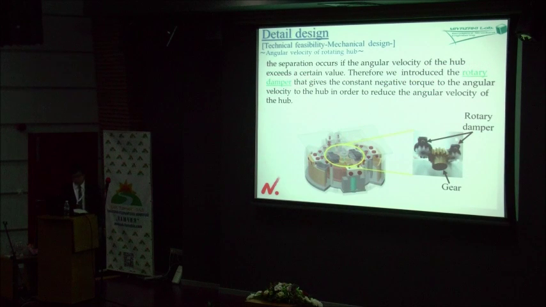The separation occurs if the angular velocity of the hub exceeds a certain value. Therefore, we introduce the rotary damper that gives the constant negative torque to the angular velocity of the hub in order to reduce the angular velocity of the hub.